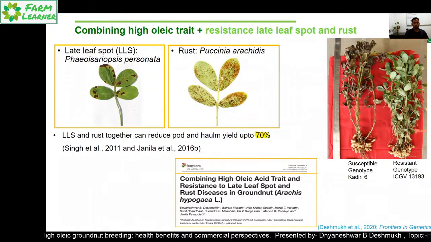So this is a study published in the latest publication of our group in Frontiers in Genetics. Here we attempted the improvement of the local cultivar called Kadri 6. Kadri 6 is a very elite cultivar of India, which covers about 46% of the seed demand of the country. Still, it is susceptible to late leaf spot and rust. So we tried to combine late leaf spot and rust resistance and high oleic content in the Kadri 6 variety.